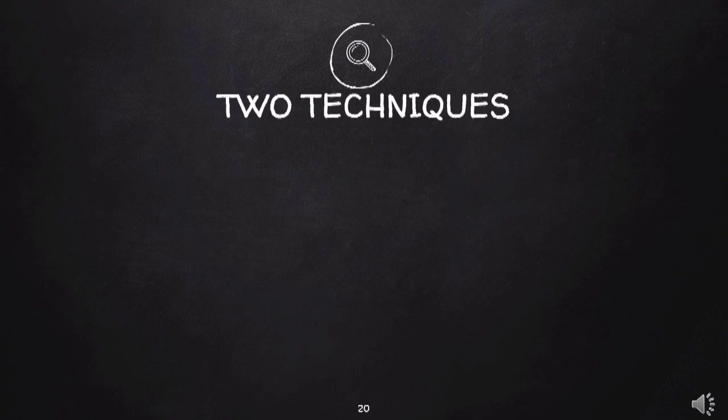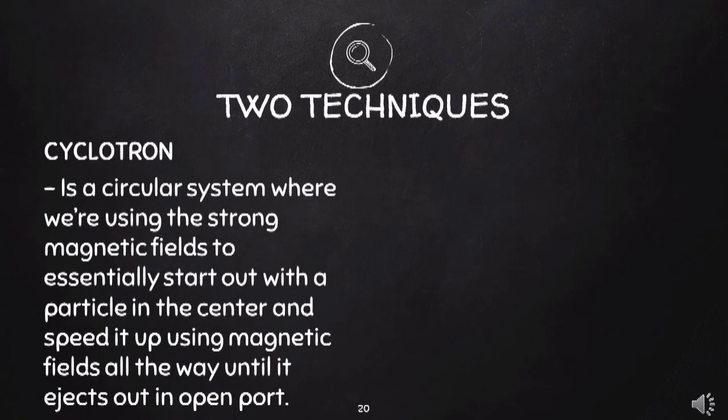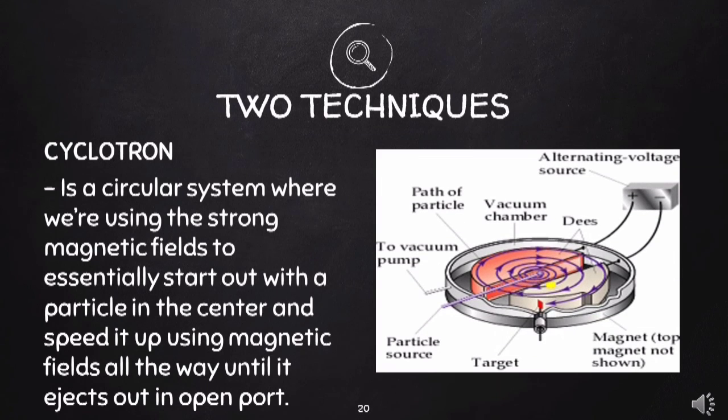Two techniques. A cyclotron is a circular system where we use strong magnetic fields to start out with a particle in the center and speed it up using magnetic fields all the way until it ejects out of an open port.